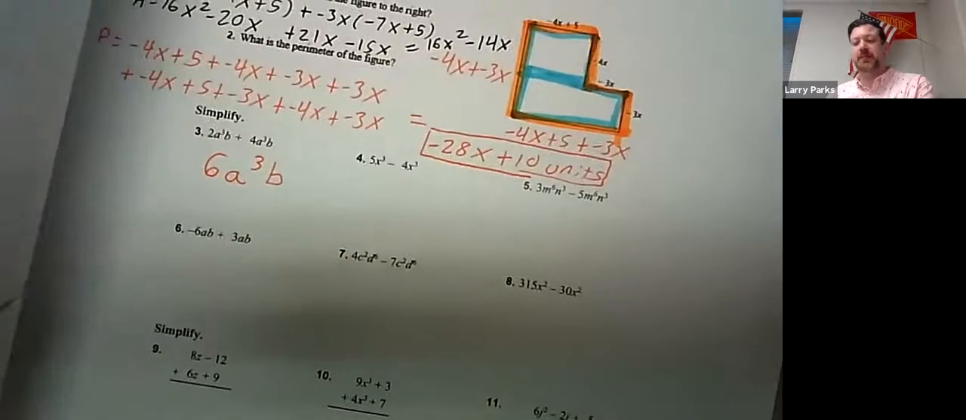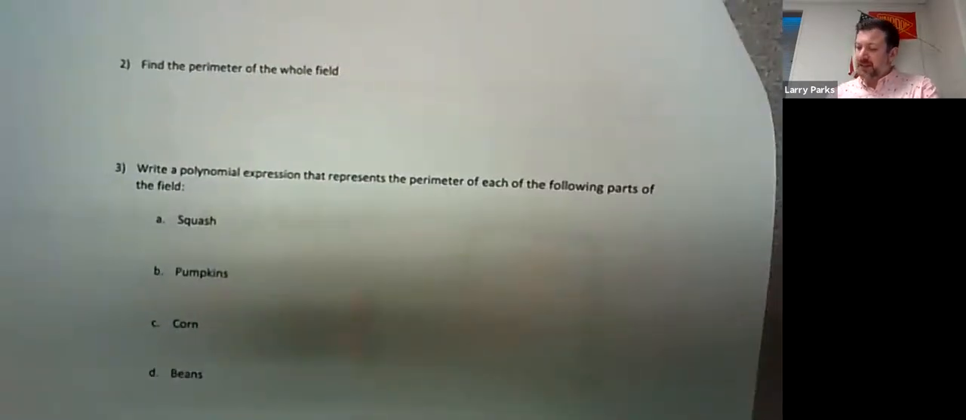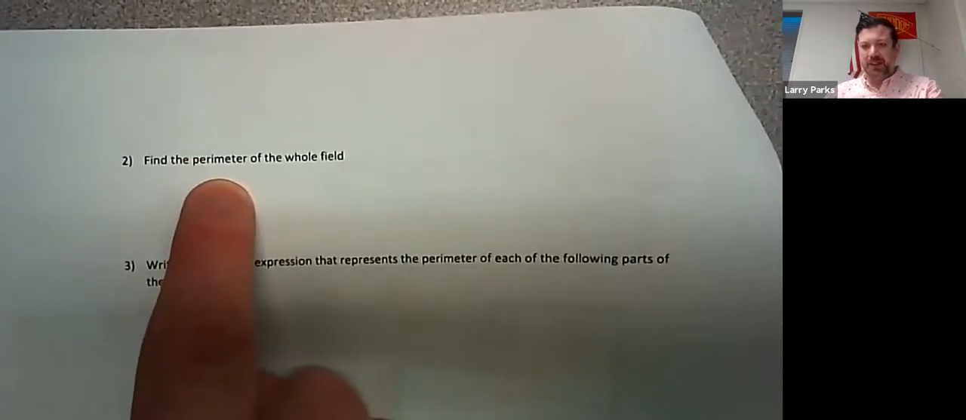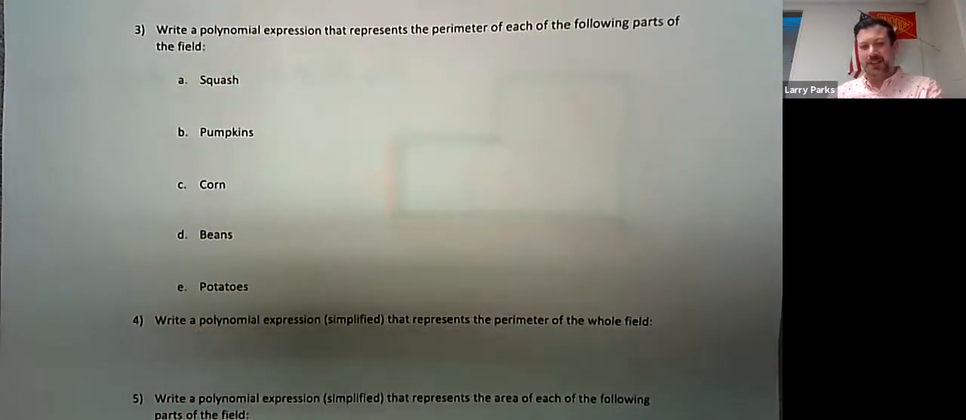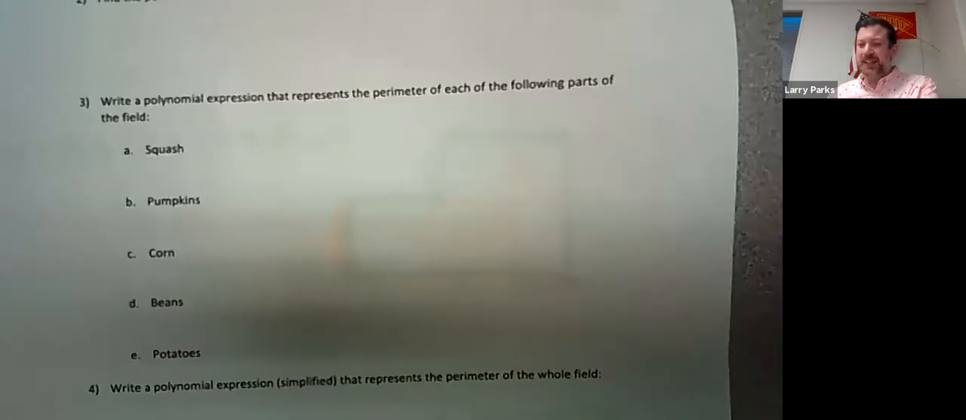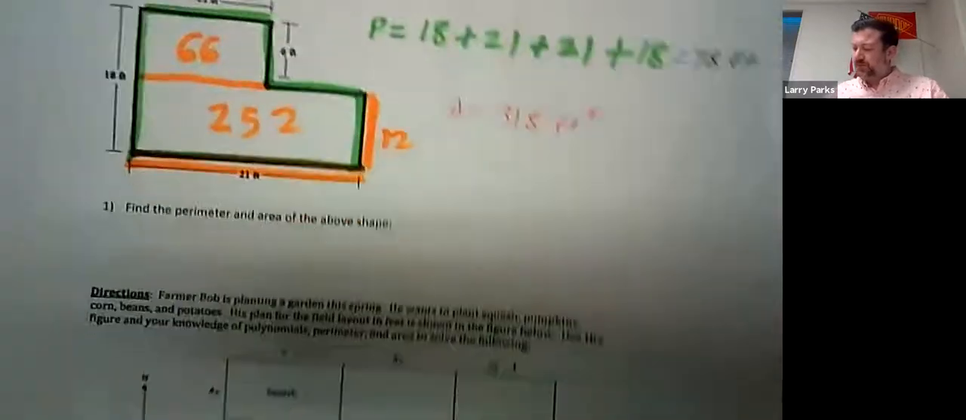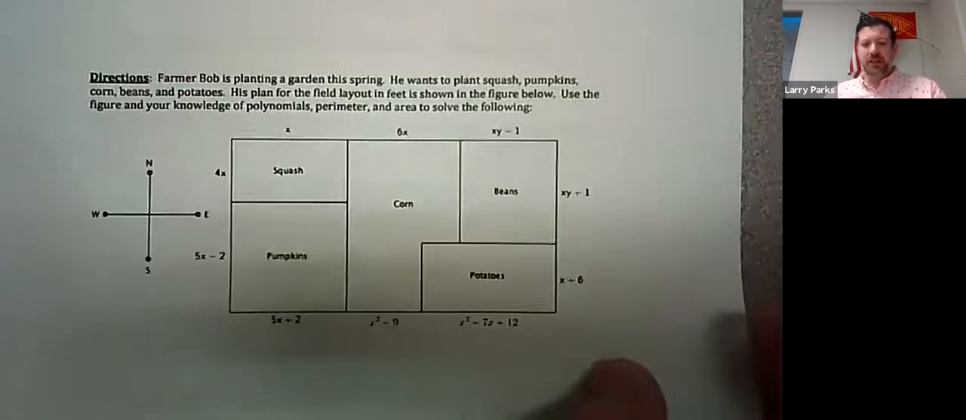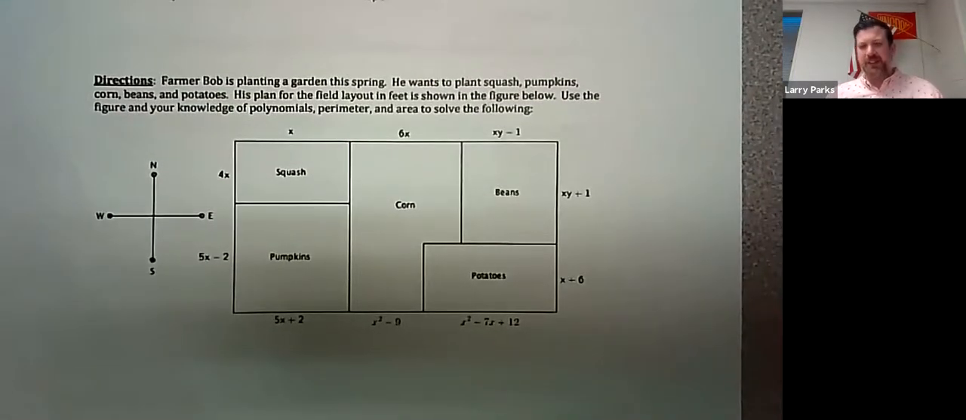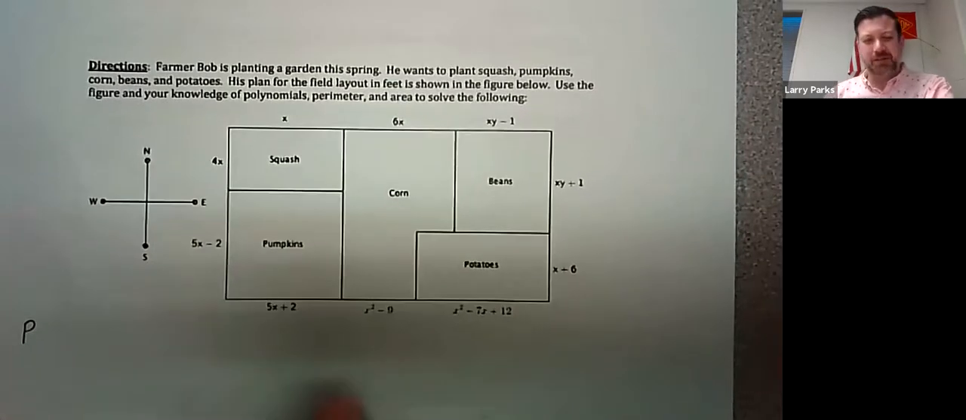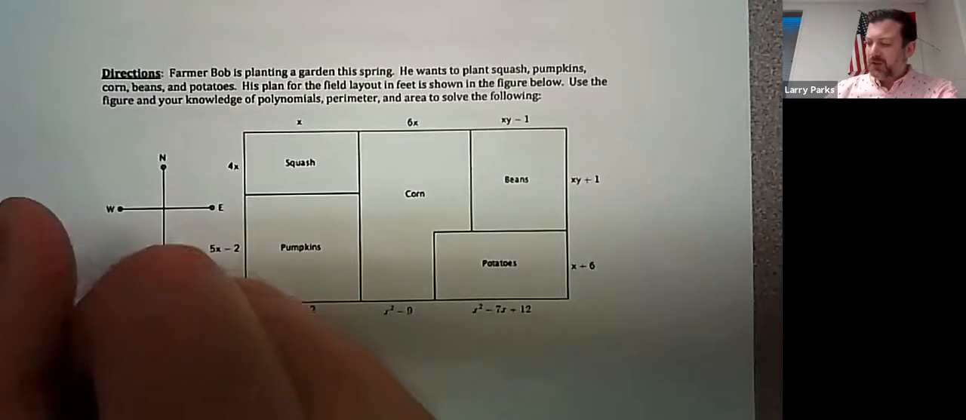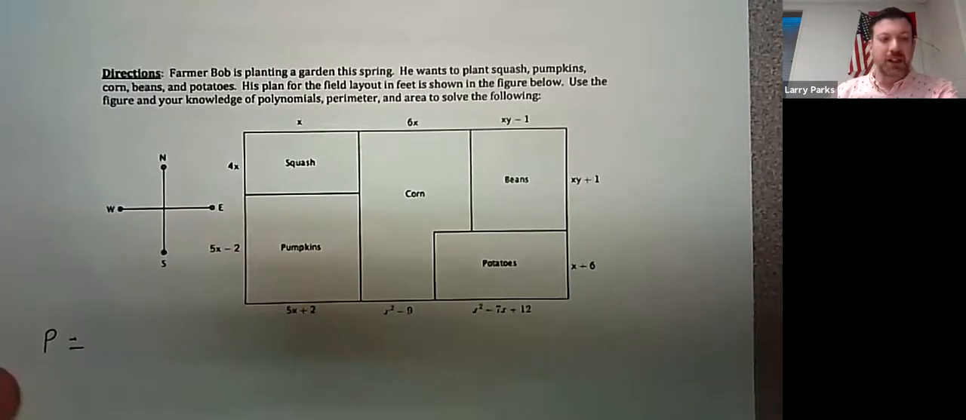Now I wish it wasn't on the back of this page. But the first thing is find the perimeter. And then I did kind of make this find the perimeter, so those are the same question. But yeah, let's find the perimeter of the whole field first. I'm going to do it down here just because it's going to be hard flipping back and forth.